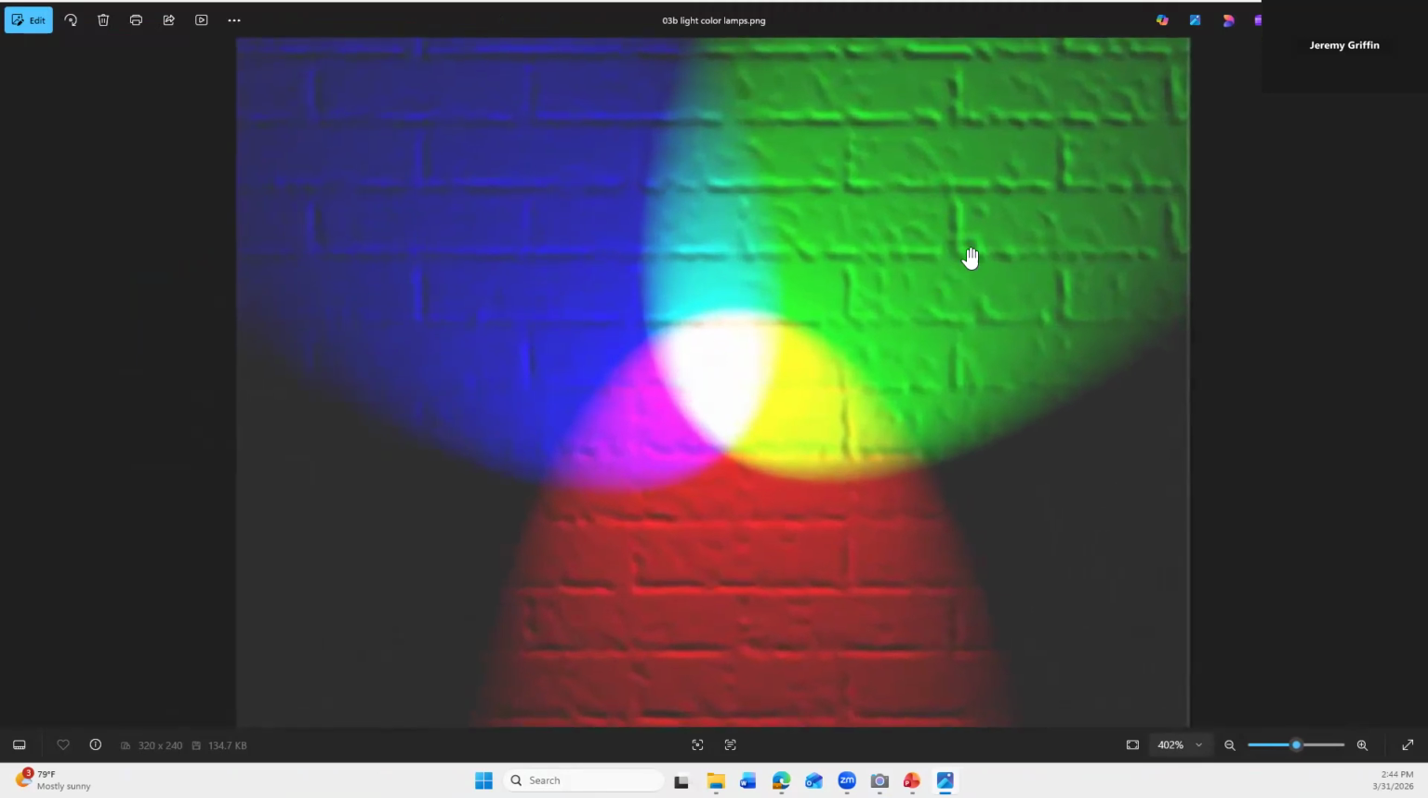Hey guys, what if you have a green flashlight and a red flashlight and a blue flashlight? You shine them all at the same time. What color does that make? Yeah, you're looking at it right there. It's right in the middle, white.